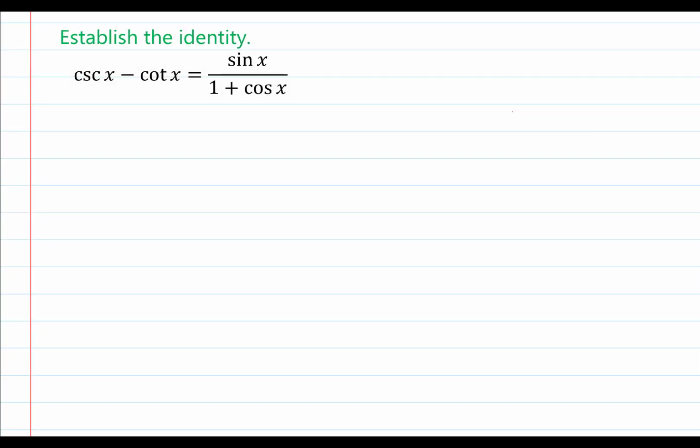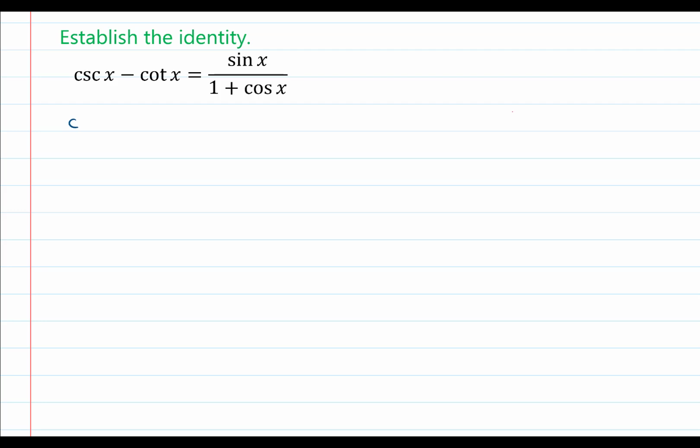Let's now look at the example where we are given cosecant of angle x minus cotangent of angle x is equal to sine of angle x over 1 plus cosine of angle x. Now we could probably argue which side is the more complex side. I'm going to work from the left side because it has more terms in the expression, which I will try to simplify to be that single fraction that we have on the right.